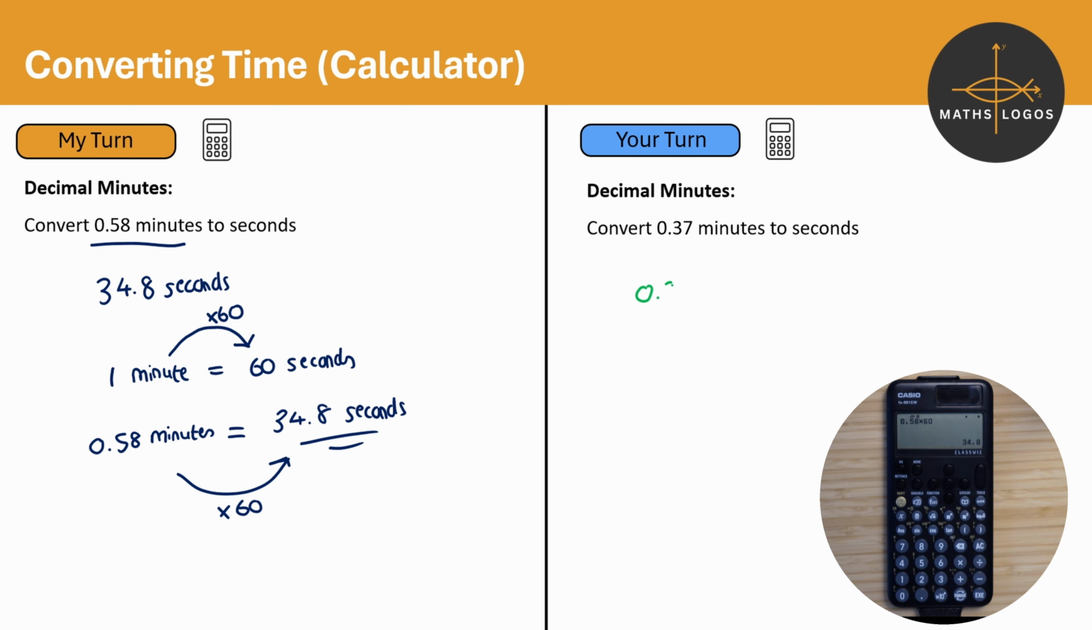I'm going to take my 0.37 minutes and I'm going to multiply that by 60. I think this method is just as quick as the other one in this case. Multiply it by 60 because there are 60 seconds in every minute. And this gives me an answer of 22.2 seconds.